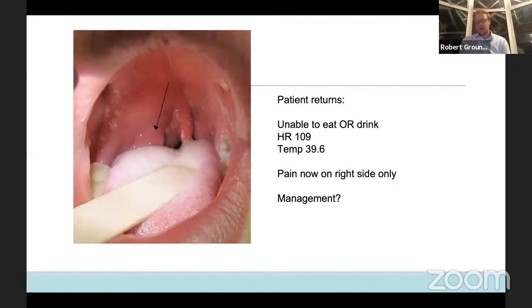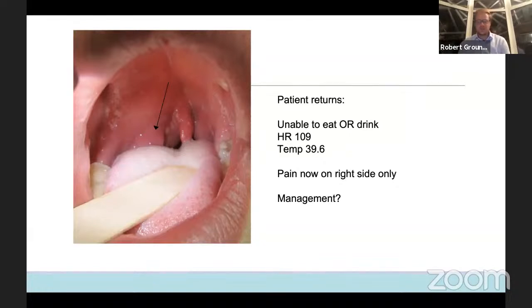So here we go. This is part 2 of your case series. Except this time we've got the patient back, they're unable to eat or drink. We've got an arrow helpfully pointing out what's going on here. This time they're really quite septic, high temperature, right-sided pain only, and I'm not going to patronize you by asking, but this is certainly the question about whether this could be a quinsy.